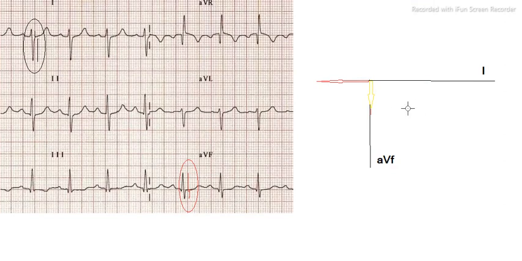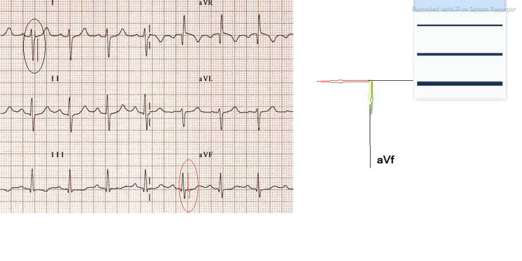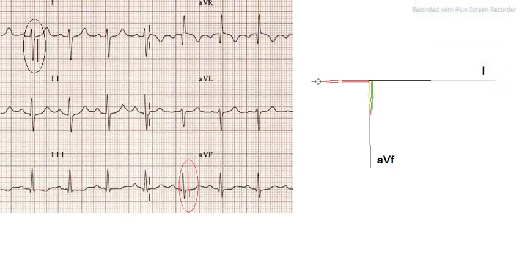So this is the vector, this green one, and this red one is the negative deflection vector in lead 1, and this green one is the positive deflection vector in AVF. Now next thing we are going to do is to draw a perpendicular line. Here I draw a perpendicular line, and I draw the next perpendicular line from here, and you can see they meet at this point.